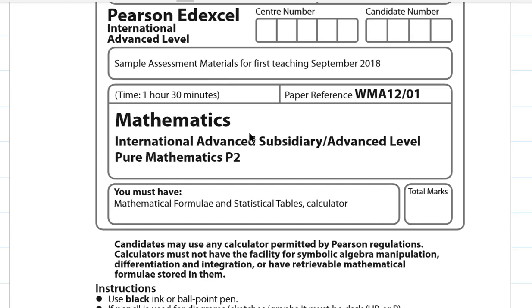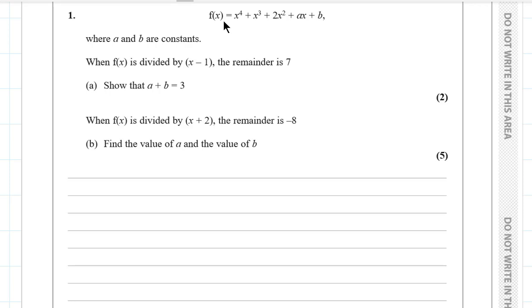Okay, let's go. 1. f(x) equals x^4 plus x^3 plus 2x^2 plus ax plus b, where a and b are constants. When f(x) is divided by x minus 1, the remainder is 7. (a) Show that a plus b equals 3.